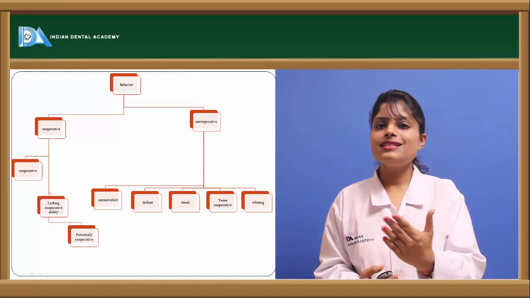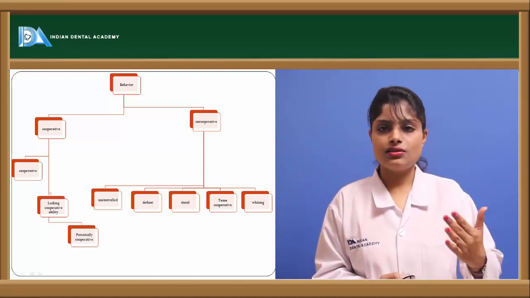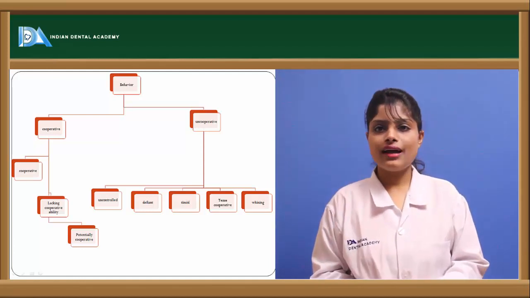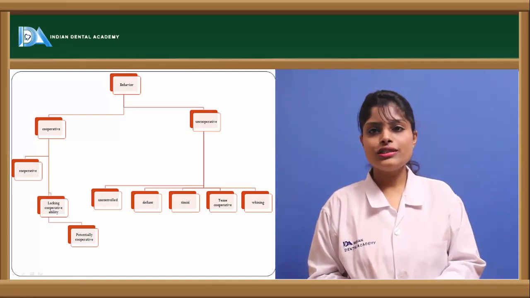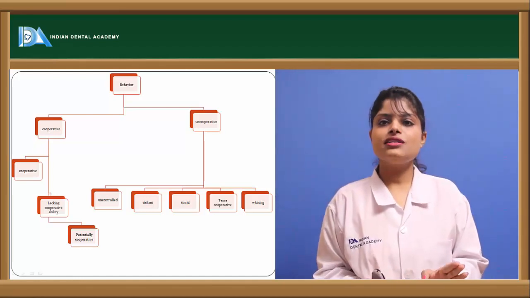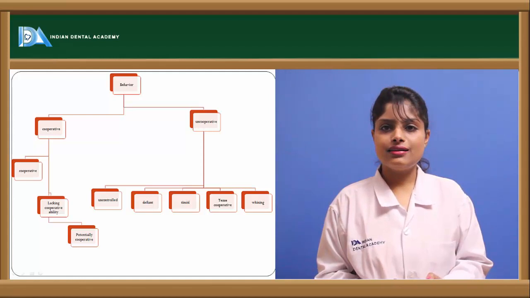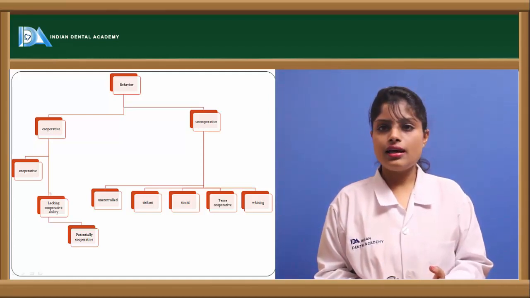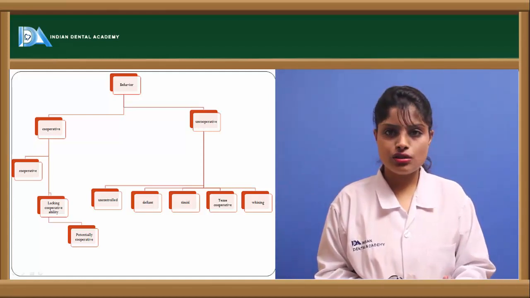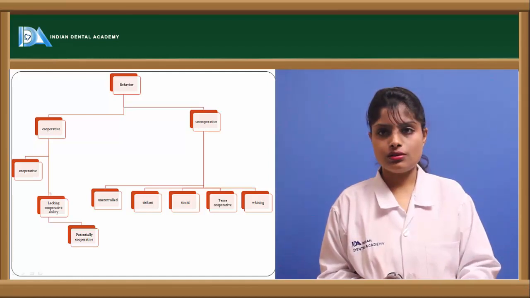Now coming over in detail about the individual categories. Now a cooperative child is one who is totally relaxed. He can accept the dental treatment easily. He is cheerful. He has negligible apprehension towards the new situation.